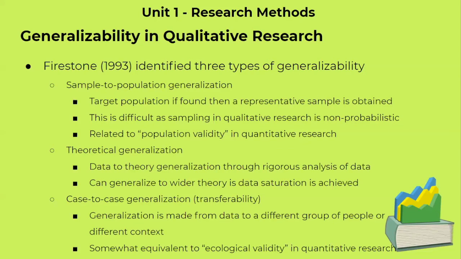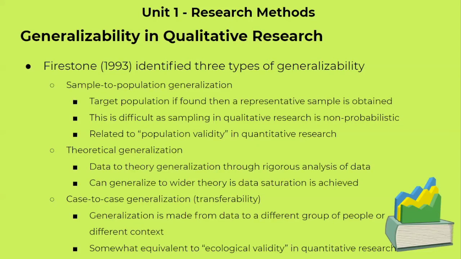The last one is case-to-case generalization, also called transferability generalization. This generalization is made from our existing data to a different group of people in a different context. So here, basically, the reader of the study would have to make this generalization. The responsibility of the researcher is to ensure that we get thick descriptions, or descriptions with context. Once the researchers publish a really good description of their findings, the readers can then gauge what to use based on the descriptions and maybe use that finding or study to generalize to a different group.